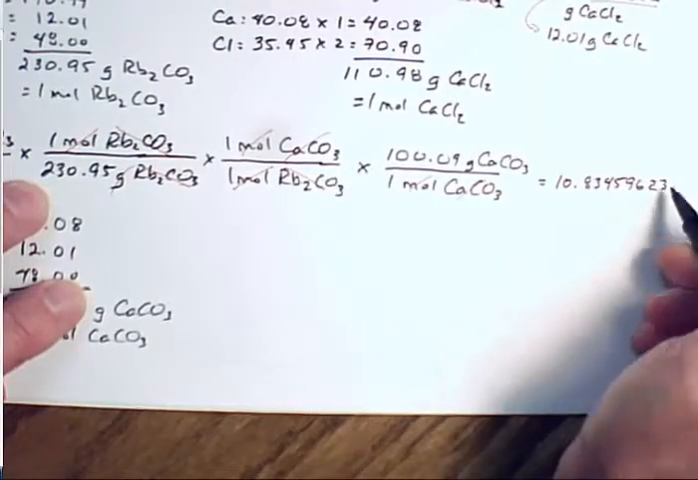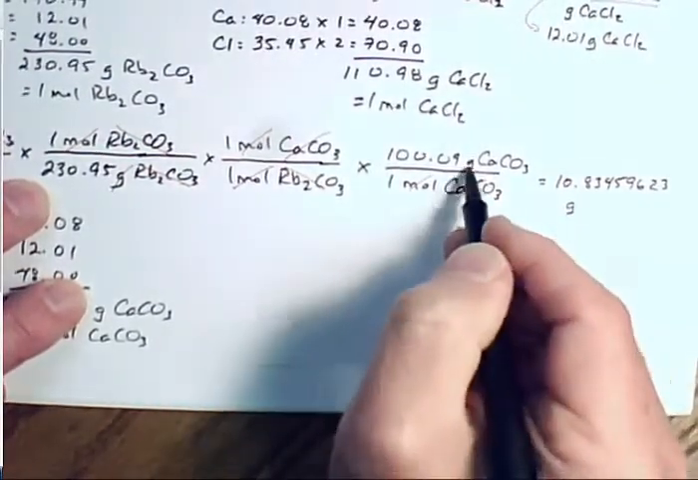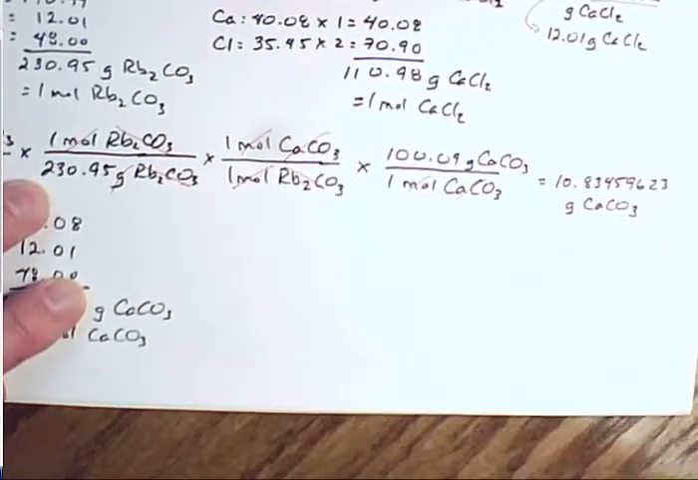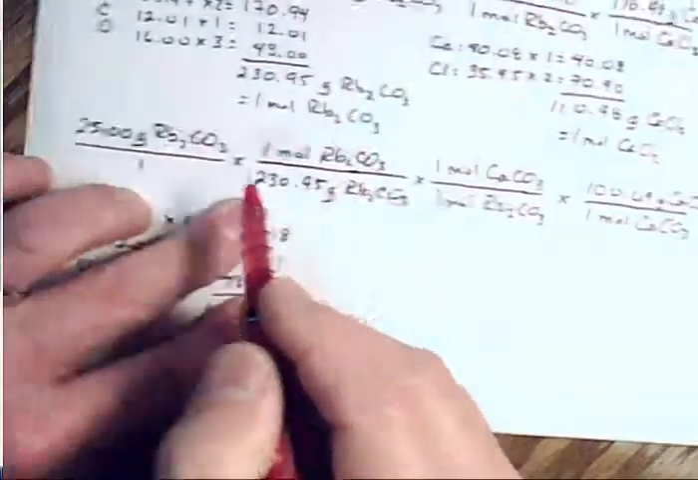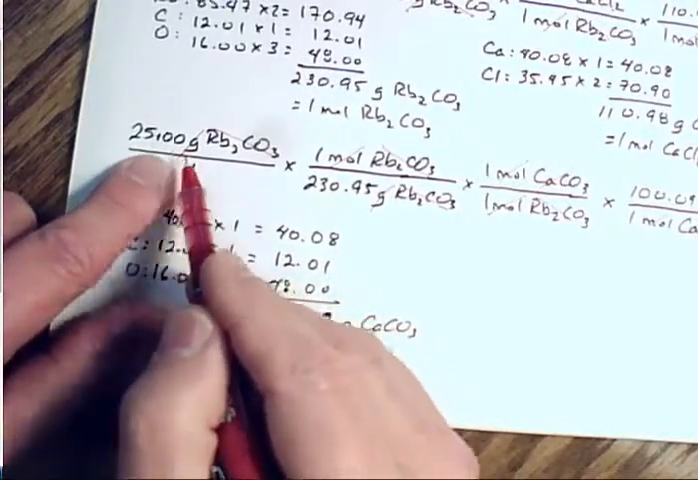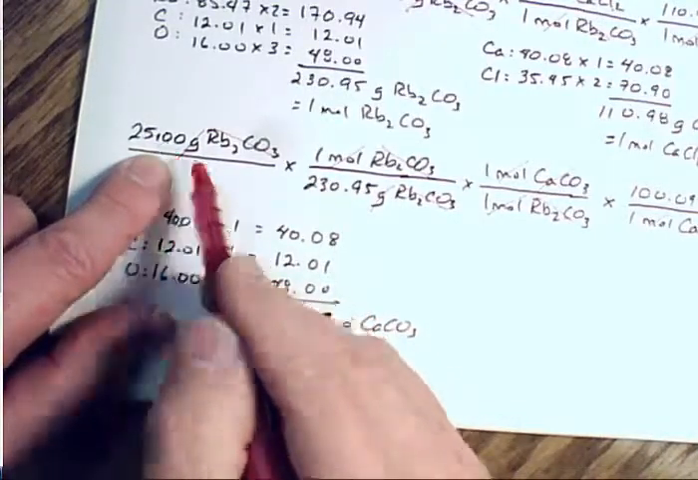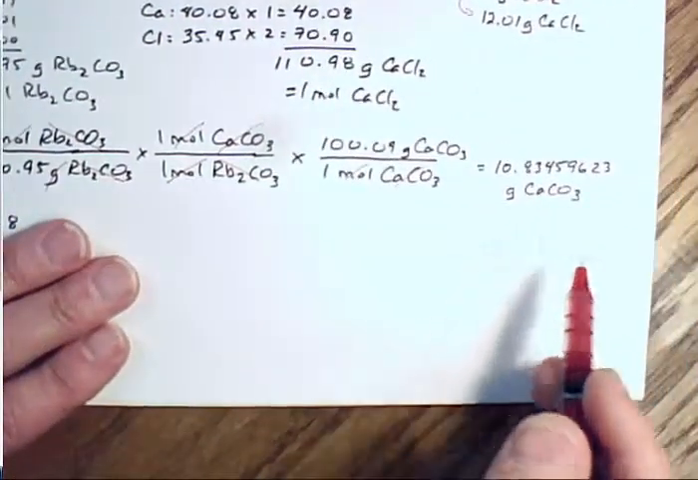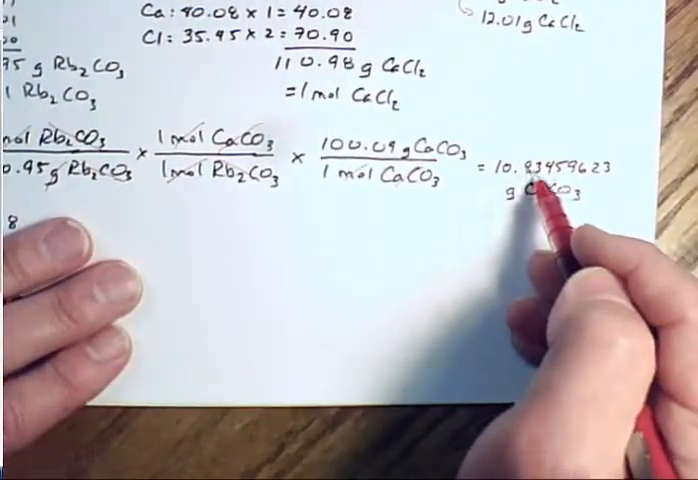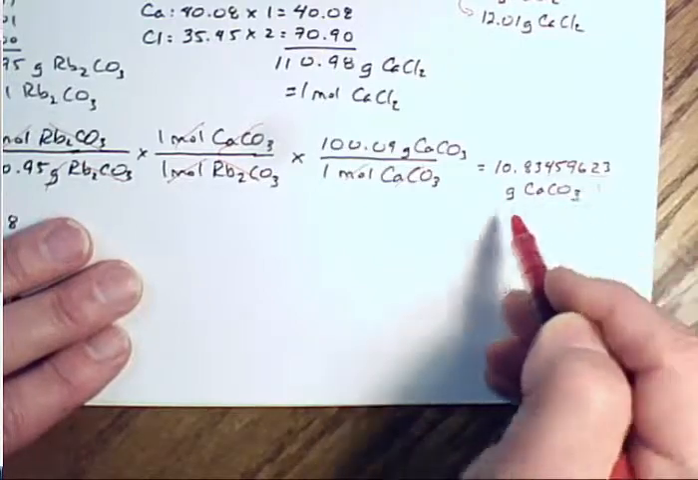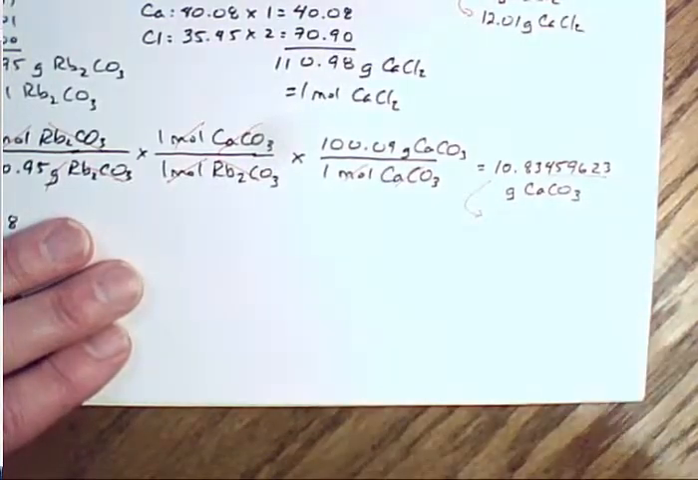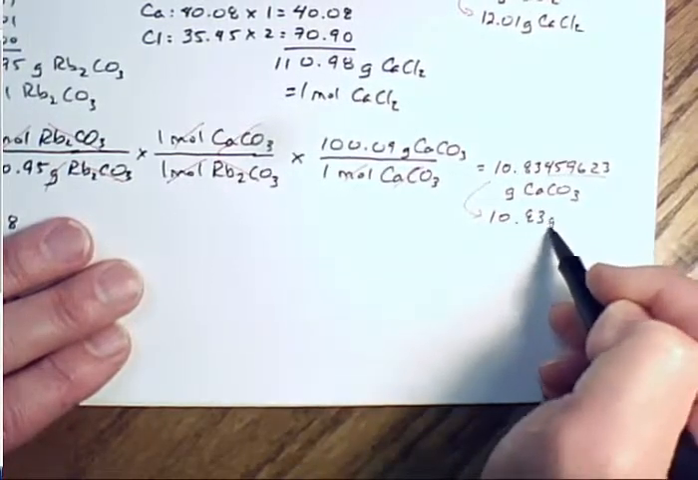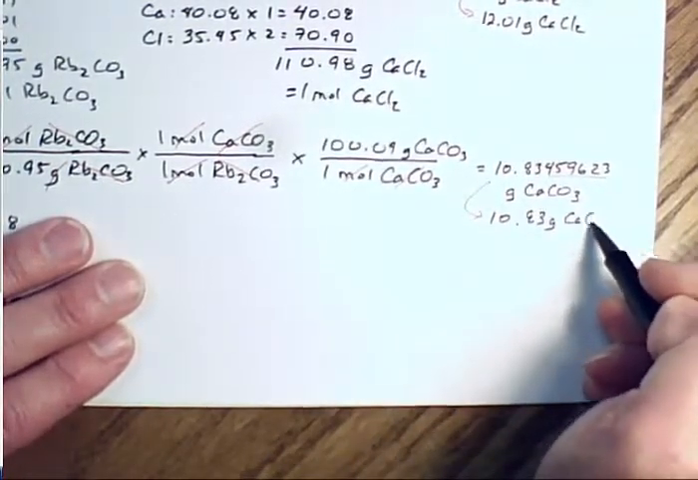10.83459623. And that's grams, because that's what we have left, grams of calcium carbonate. And we need to have 4 significant digits. Of the measured and calculated numbers, this one has 4, this one has 5, this one has 5. The ones don't count, those are counting numbers. And so we got 1, 2, 3, 4 significant digits in our final answer. Underline everything else. And we get 10.83 grams of calcium carbonate.